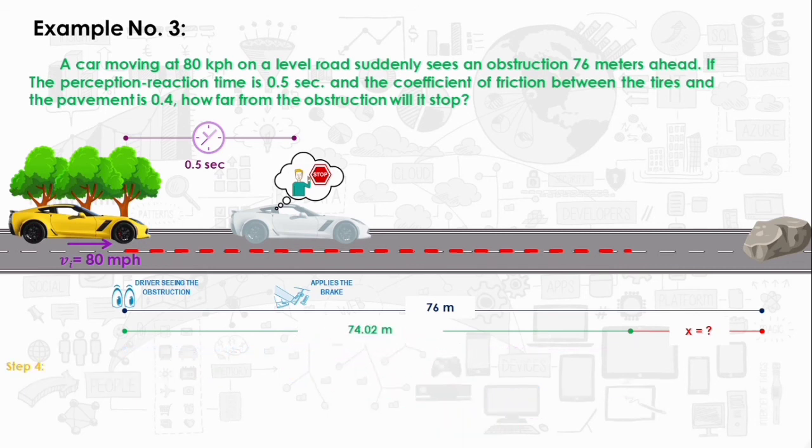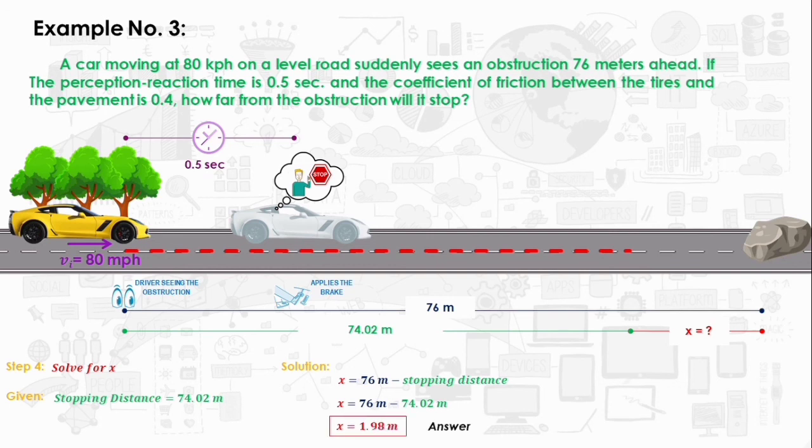We can now solve for the distance x after the stopping distance of 74.02 is known, where x is equal to 76 meters minus stopping distance. So x is equal to 76 meters minus 74.02 meters. Therefore, the distance x from the stopping point of the car to the obstruction is 1.98 meters.